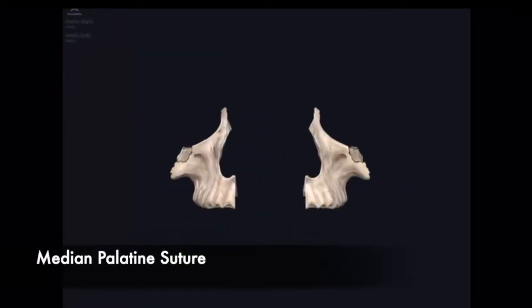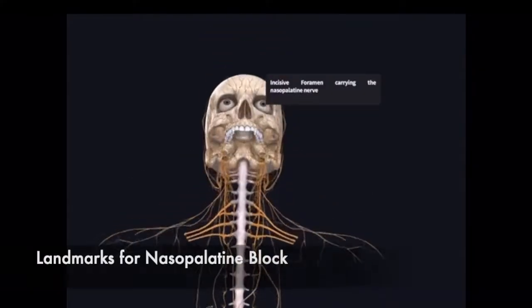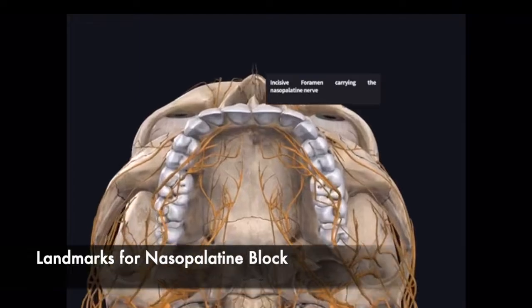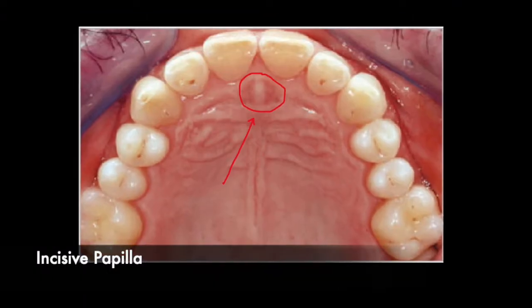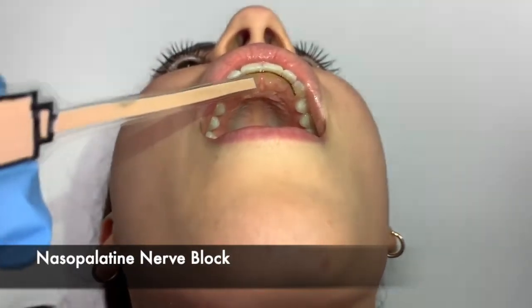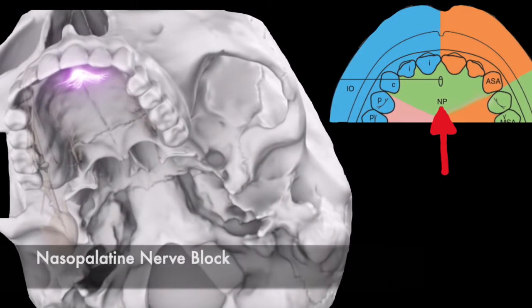Inferiorly, each palatine process articulates with the other at the median palatine suture. In the anterior midline between the palatine processes of the maxilla is the incisive foramen. The soft tissue bulging over the incisive foramen is the incisive papilla, which is a landmark for the nasopalatine block, anesthetizing the maxillary palatal gingiva from canine to canine.